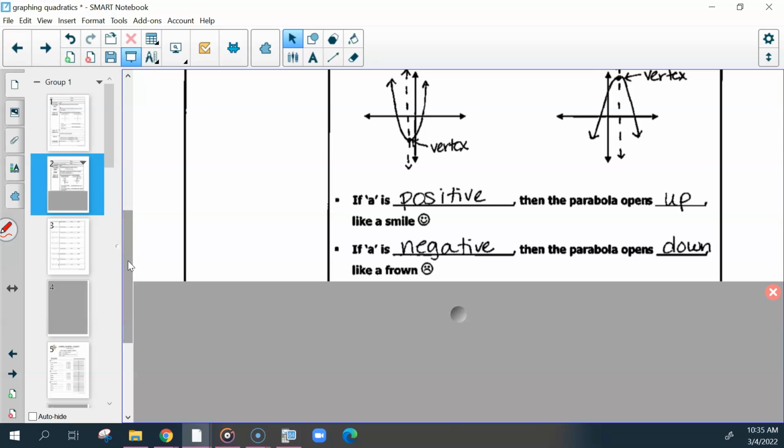If your a value, the number in front of x squared, is positive, your parabola is going to face up. If the a value, or the number in front of x squared, is negative, your parabola is going to face down. Parabola, P-A-R-A-B-O-L-A. Anyone still need this part?